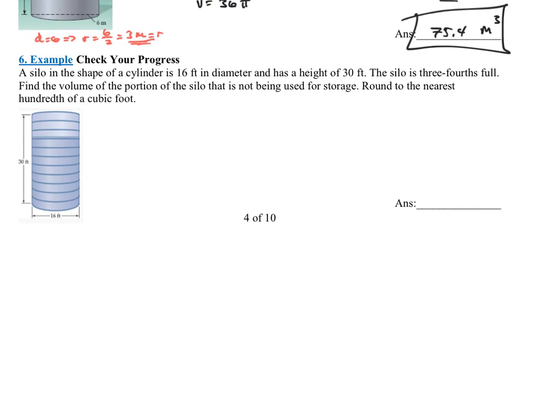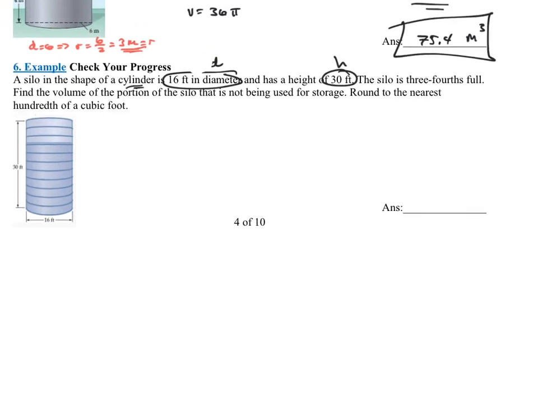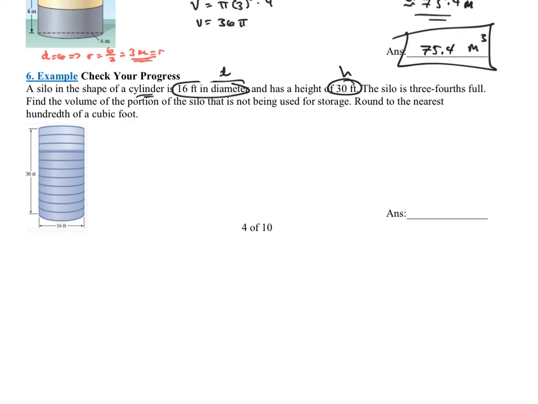Okay, number 6, it says a silo in the shape of a cylinder is 16 feet in diameter. So 16 feet is our diameter, and it's a cylinder. And the height is 30. So the height is 30 here. Let's continue on reading. It says the silo is 3/4 full. Find the volume of the silo that is not being used for storage.